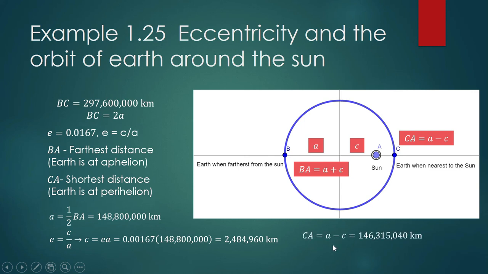So CA is a minus c. That is equal to approximately 146 million kilometers. What is BA? BA is a plus c. That is approximately 151,284,960 kilometers. Put that in your vocabulary: perihelion and aphelion. In aphelion, our Earth is furthest from the Sun. In perihelion, our planet is nearest to the Sun.